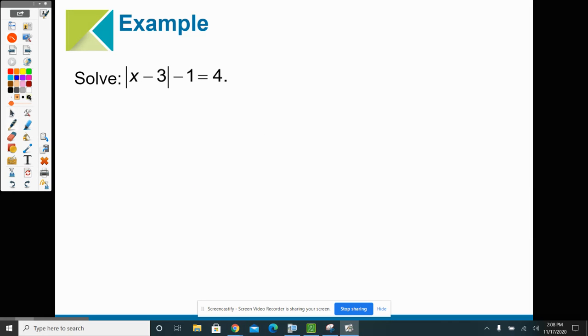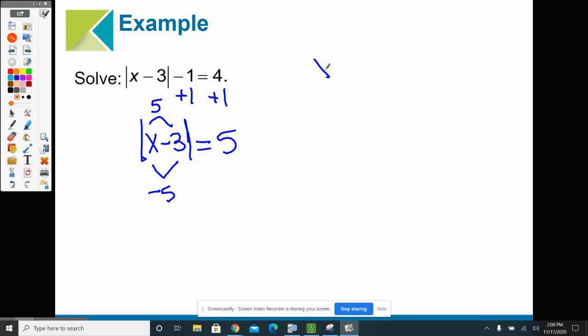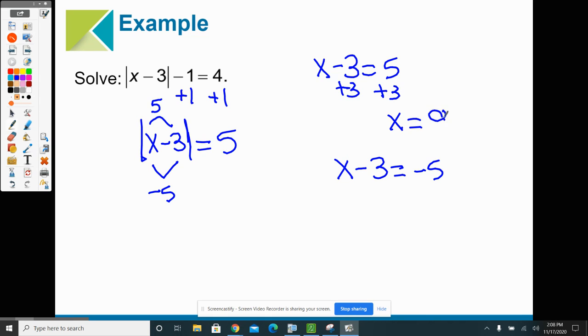So look at this one. First thing I need to do is get the absolute value all by itself, so I'm going to add 1. The absolute value of x minus 3 equals 5. This is what we were talking about a minute ago. What could be in there to make that true? This could be 5, or it could be negative 5. So we just solve it out. x minus 3 equals 5, or x minus 3 equals negative 5. Add 3 to both sides, and x equals 8 is one of the solutions. Add 3 to both sides on this one, and x equals negative 2 is the other solution.